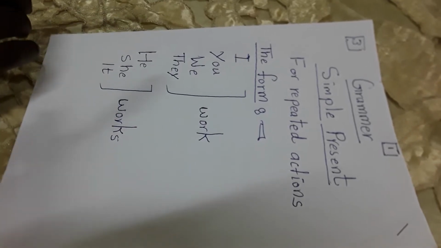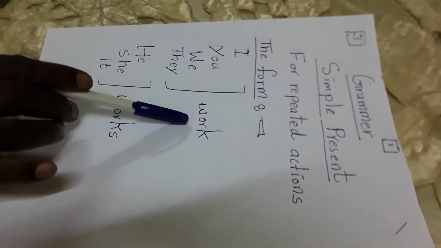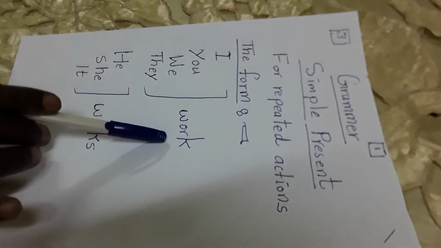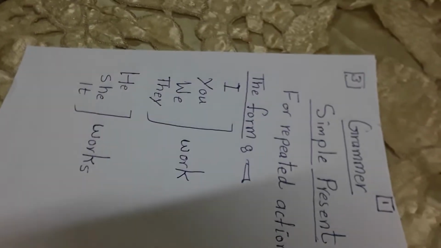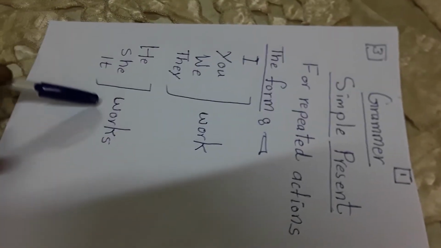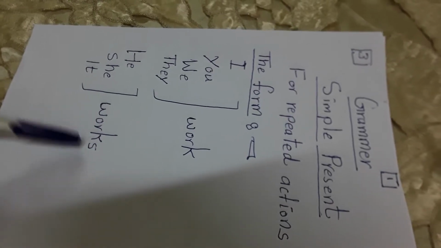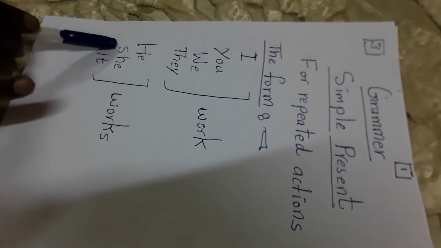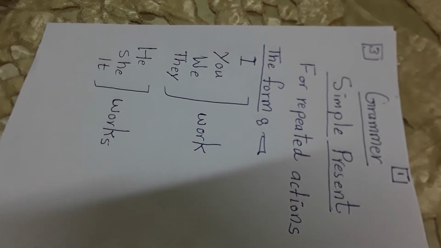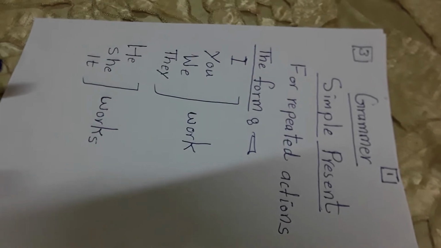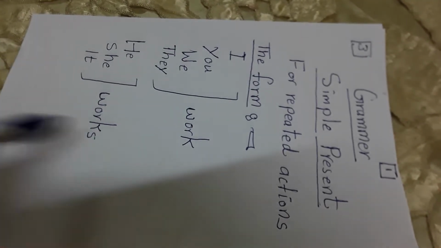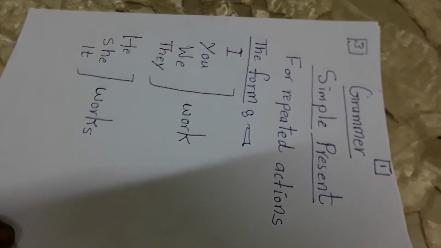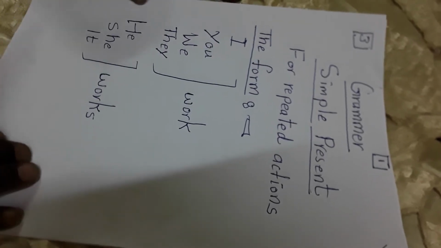And we say, I work, you work, we work, and they work. But we say, he works. Look at the S at the end of the verb work. He works, she works, and it works. Okay? This is the general form of the simple present tense.